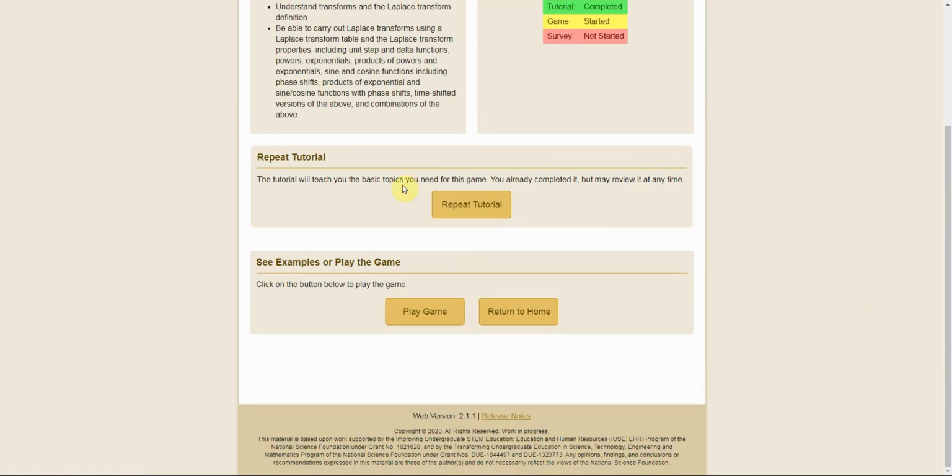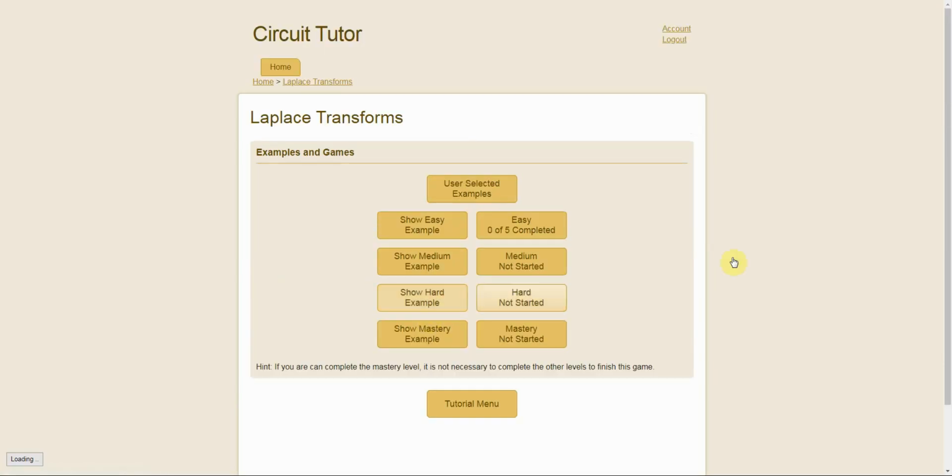Now, normally you would begin by doing the tutorial, which I've already completed here, but that's basically a multiple choice type exercise that leads you through the basic ideas involved in Laplace Transforms. And that should be done prior to doing the exercises. So we're going to go ahead now and just play the game.